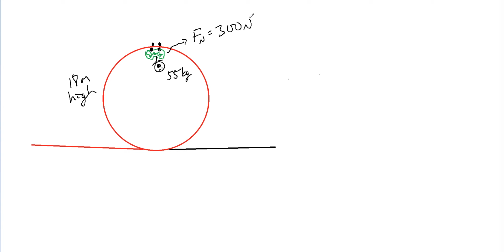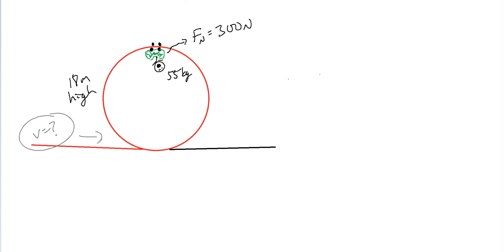All right, so we're going to find a couple things here. Well, the main thing here, let's find out how fast he was going when he came in the first place. Okay, so we're going to do a couple things here. But first of all, I got the Fn up there of 300.